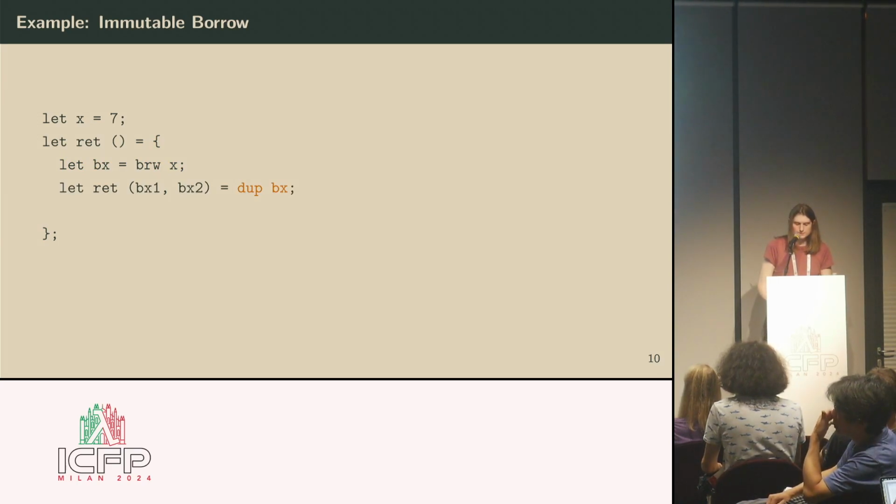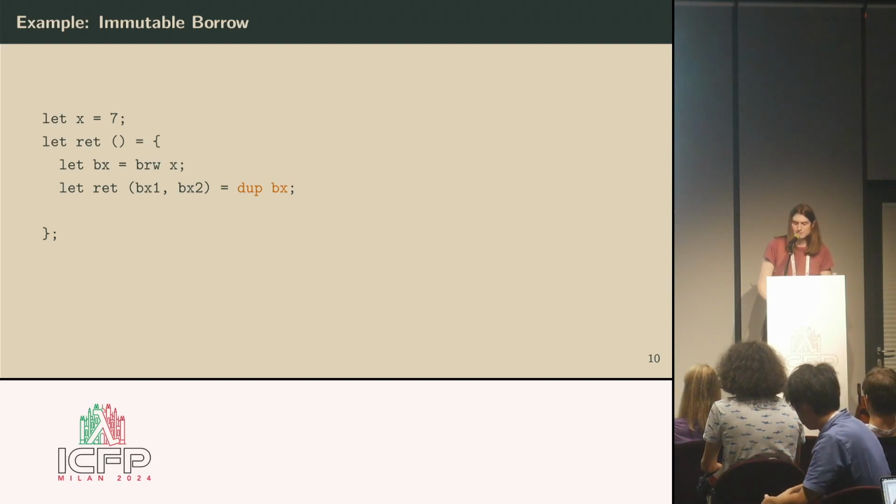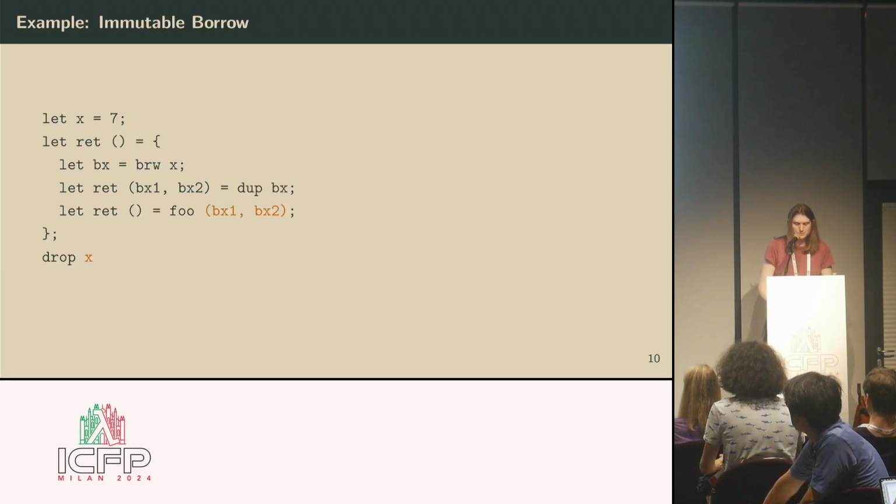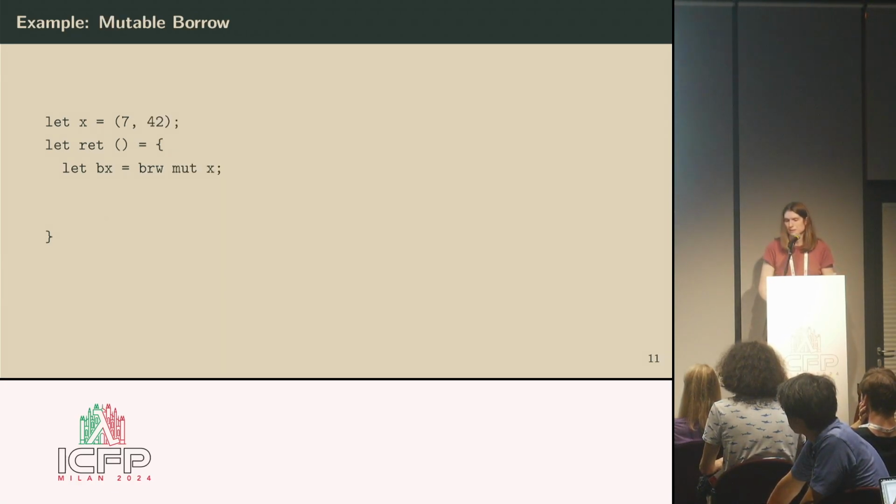And because all variables are linear, even including the borrows, we have to duplicate it first. But it's OK because it's an immutable borrow, so it can be duplicated. And then we pass both copies to foo, and we can drop it afterwards. So this is sort of resembling the Rust example from earlier. And we can also do this with a mutable borrow.